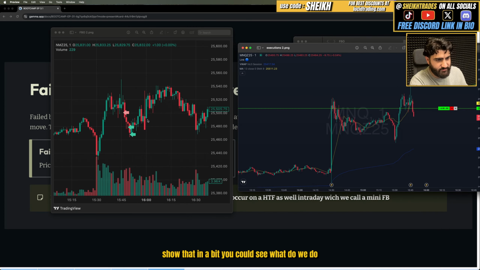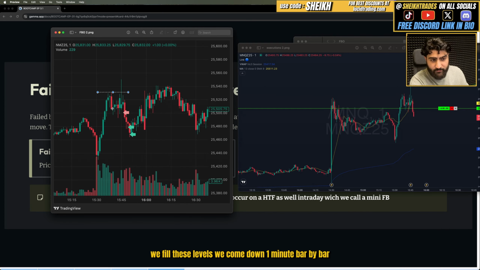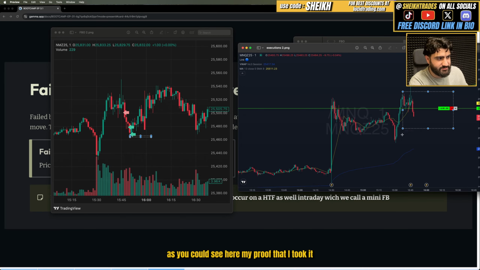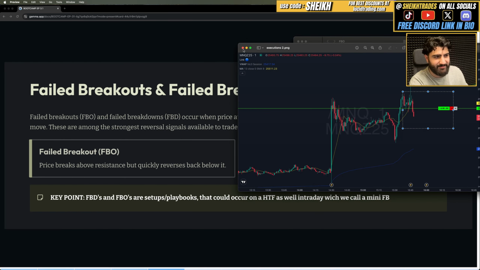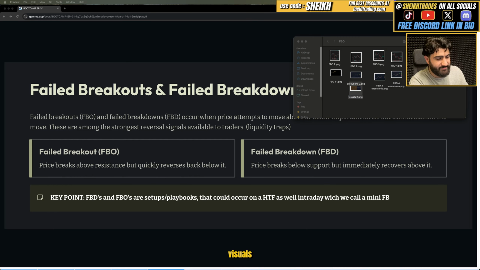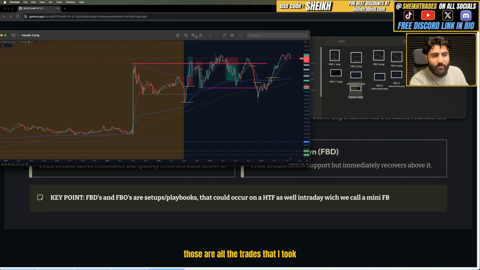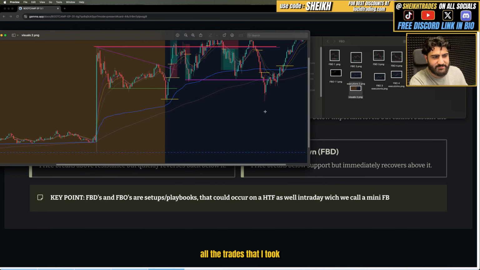I'll leave the visuals for now, show that in a bit. You could see, we fill these levels. We come down, 1 minute bar by bar. I enter, out, out. Gorgeous trade. And as you can see here, my proof that I took it. Visuals. Those are all the trades that I took.